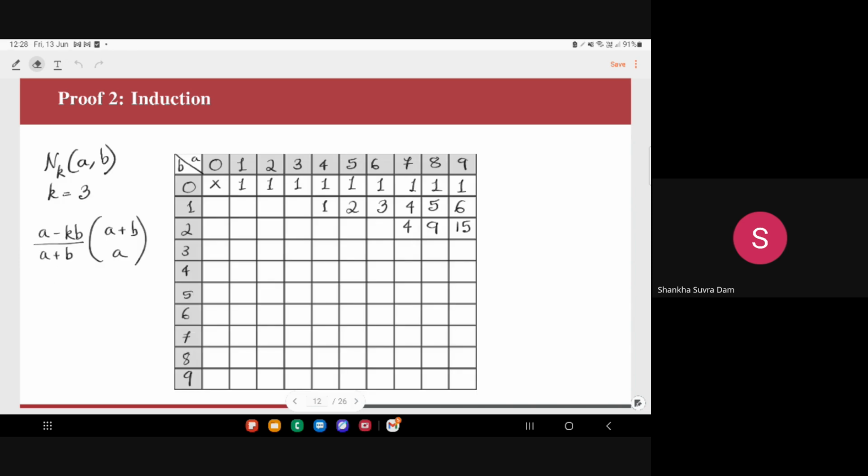Here is a table for A and B taking these values, and K is 3 here again. 3 is my favorite number, so yeah. And all of these would be 0, so I've kept them blank. They're all 0.